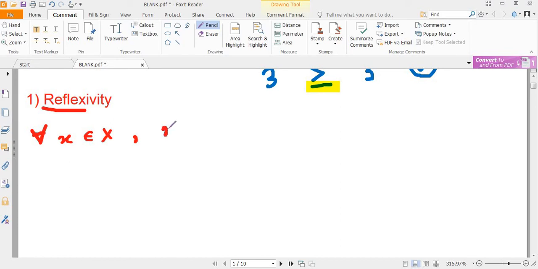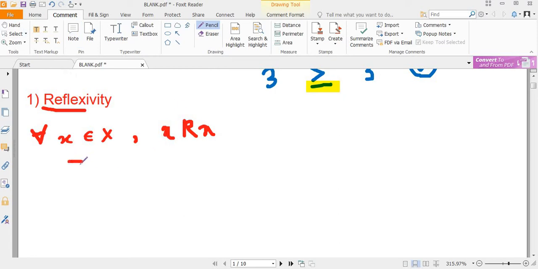For all elements belonging to a particular set, small x, relation small x. So whatever relationship that is, when I put that relationship on that element itself, this x and this x are the same. X holds. So for all elements small x belonging to capital X, small x, capital R, small x, means small x related to small x holds, then we say that the property of reflexivity is satisfied.